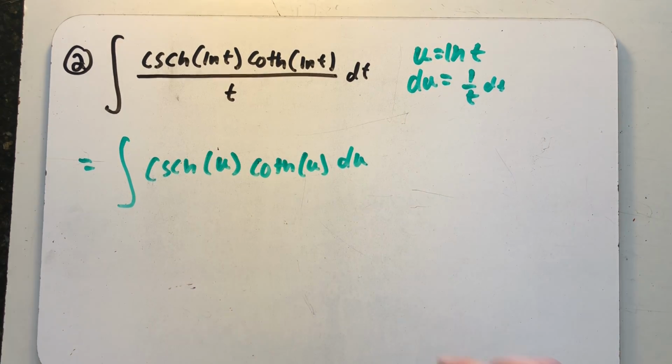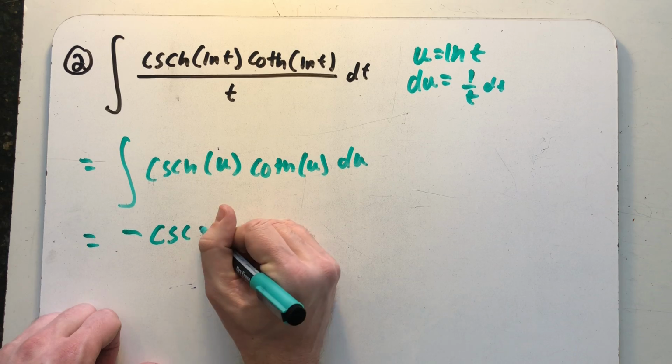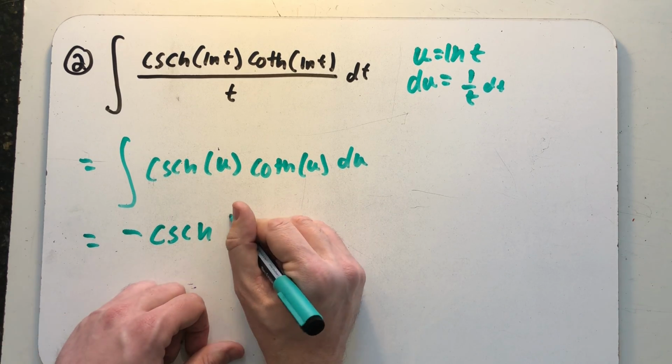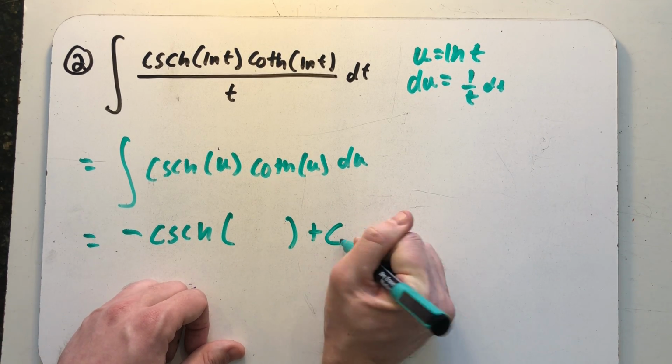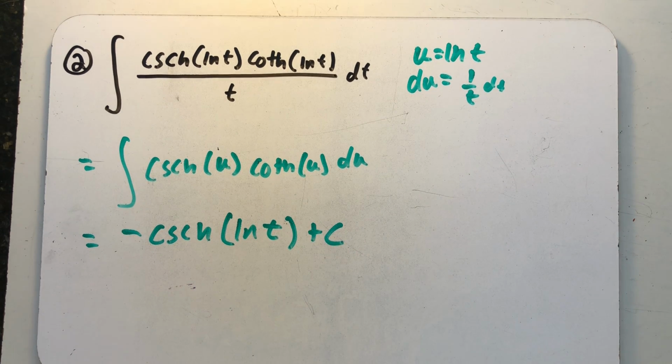dt over t is my entire du, and I just happen to know this antiderivative formula. This is minus the hyperbolic cosecant function of u, of course, plus c, and use that nice happy natural log of t. So there are 2 antiderivative examples using our hyperbolic functions.